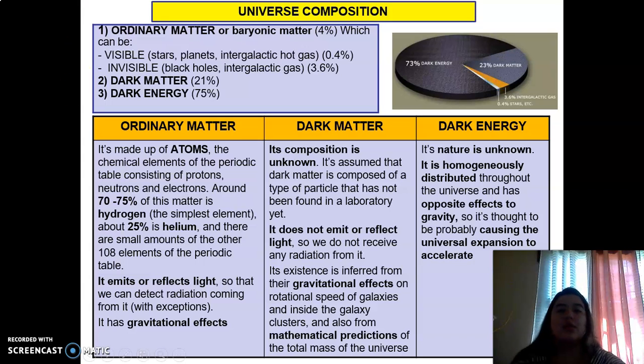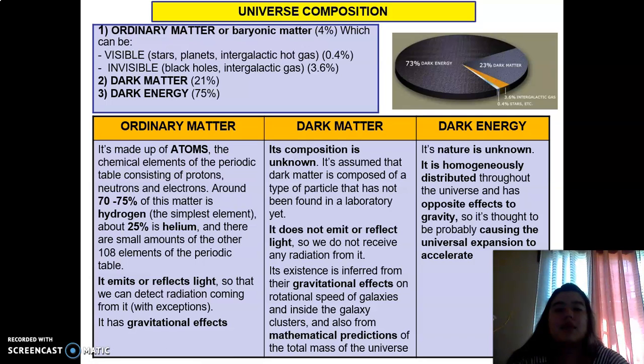The universe composition: we have three, ordinary matter, dark matter, and dark energy. Ordinary matter, or baryonic matter, can be visible and invisible. Visible, like stars, planets, intergalactic hot gas. Invisible is black holes, intergalactic gas.